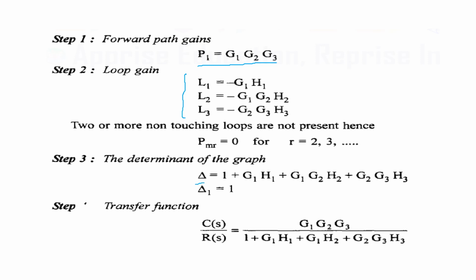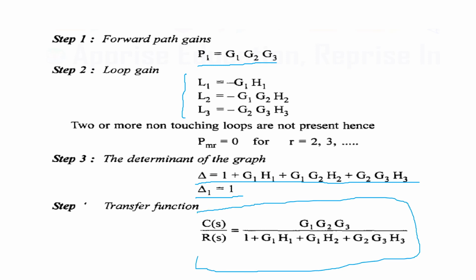Your determinant value delta is 1 minus the summation of all the individual loop gains. So it is 1 plus G1 H1 plus G1 G2 H2 plus G2 G3 H3, and delta 1 is equal to 1 because all the loops touch the first forward path P1. So the final transfer function for this block diagram using the signal flow graph representation is C(s)/R(s) equals G1 G2 G3 divided by 1 plus G1 H1 plus G1 G2 H2 plus G2 G3 H3. Replace all the values and you'll get the transfer function for the given block diagram.